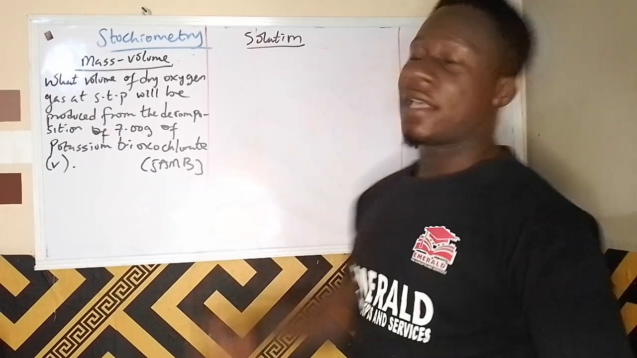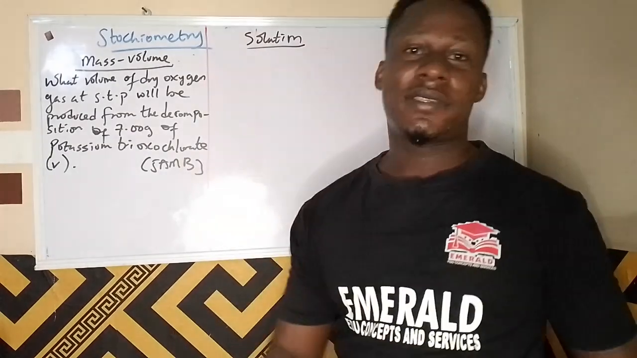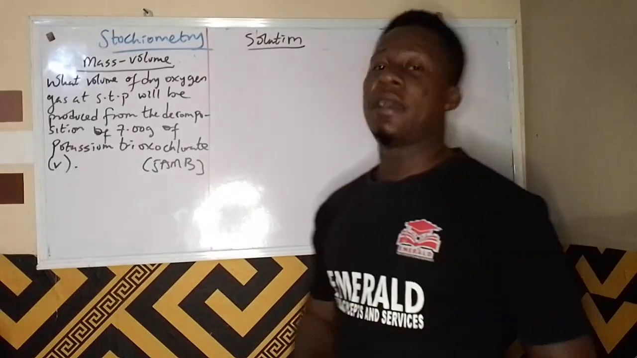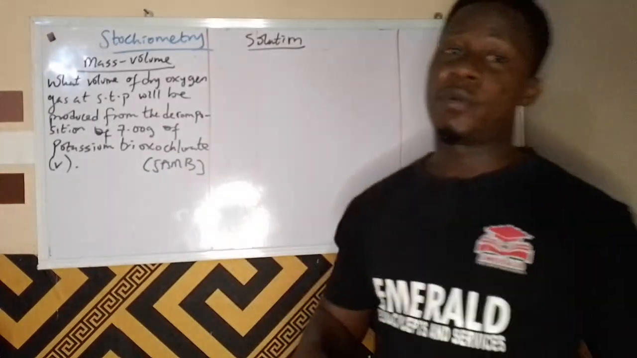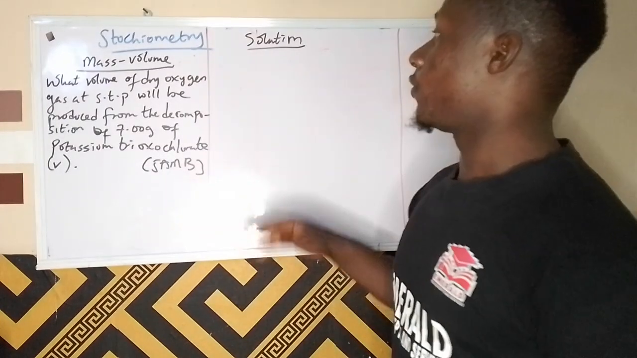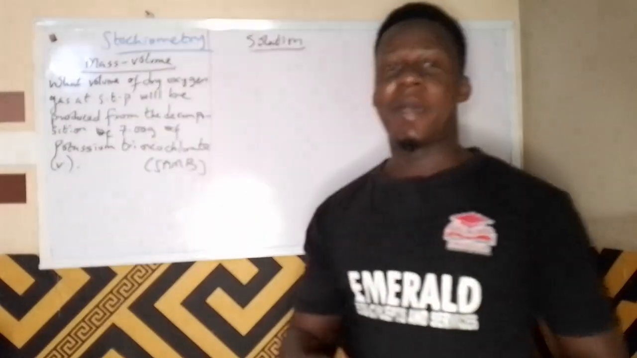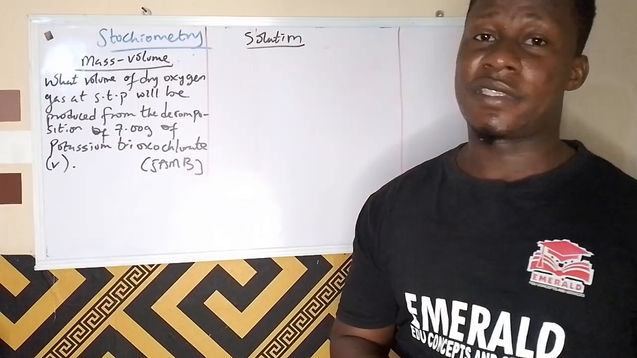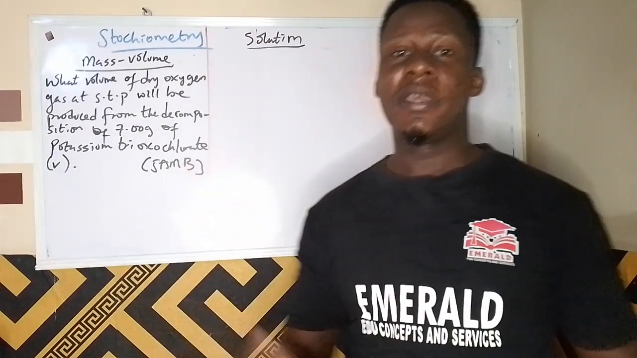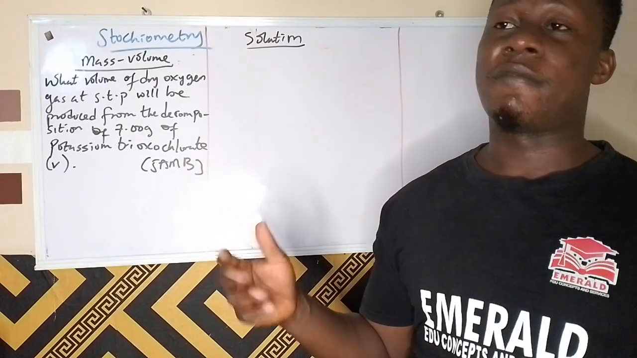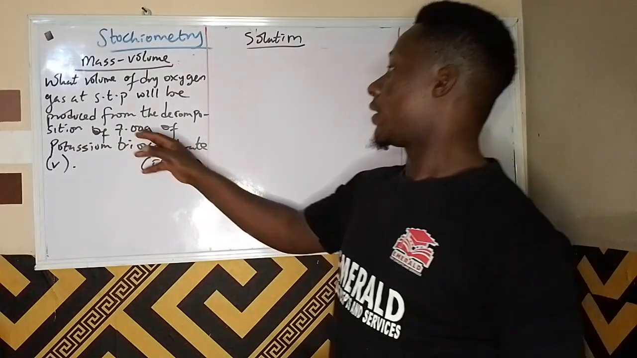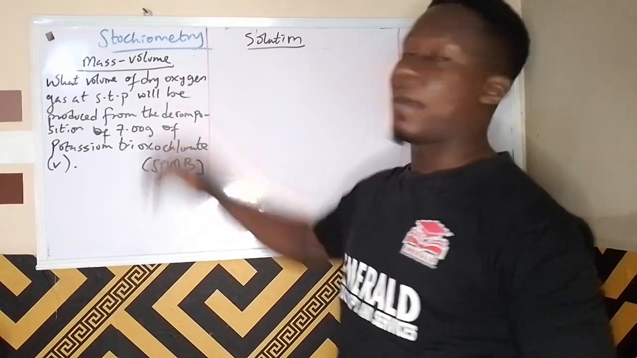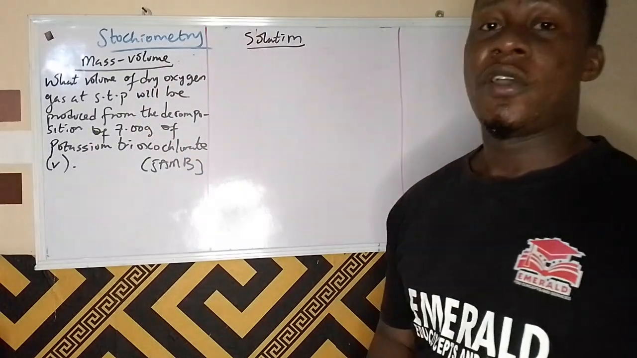Remember, in the last video we looked at mass-volume relationships. In this video we are going to look at mass-volume problems. In solving a mass-volume problem, you are given the mass of one substance and asked to find the volume of another, or vice versa. You can also be asked to find the volume of one and solve for the mass of another. In this case, they give us the mass of potassium chlorate and ask us to find the volume of oxygen.